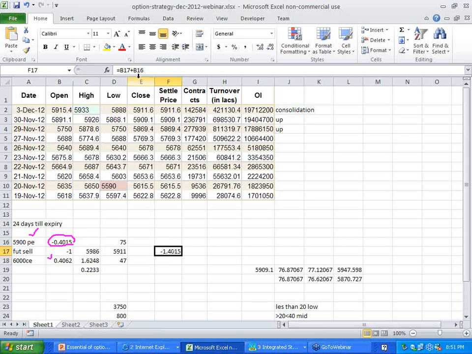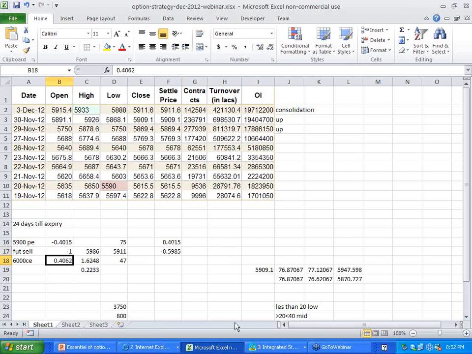Instead of this, I have made a little bit of a mistake here. I sold the put option, hence the put option delta is negative. So the original delta was this one, and my net delta has become positive. And I already sold the future. So net delta is 0.5985. This is what the net delta is. Now the 6000 call option is here, 0.4062.